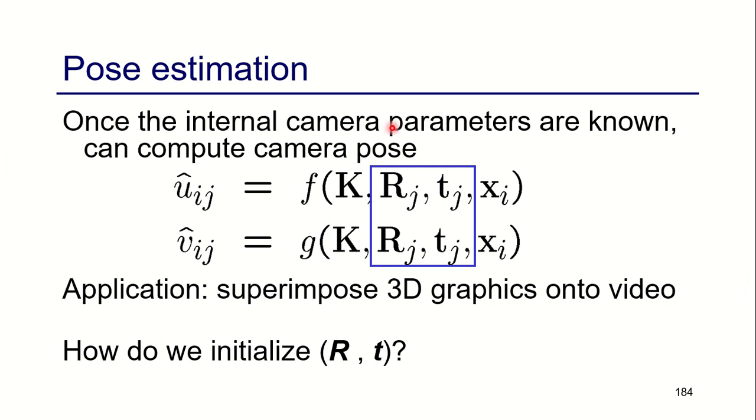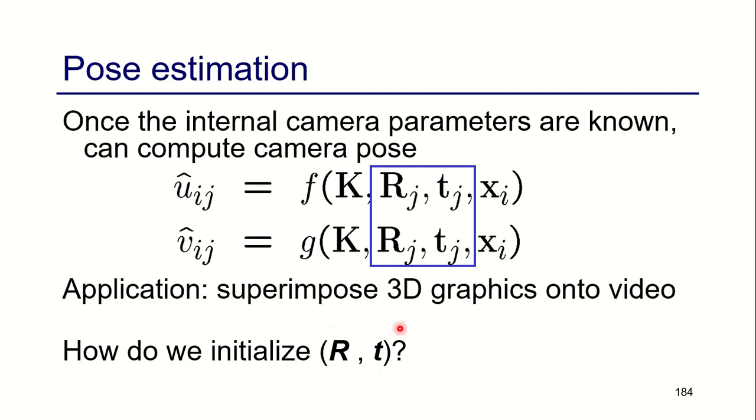Once the internal camera parameters are known, you can compute the camera pose. When the internal camera parameters are known, you can then calculate your 3D point values. The main application is superimposing 3D graphics over a video.